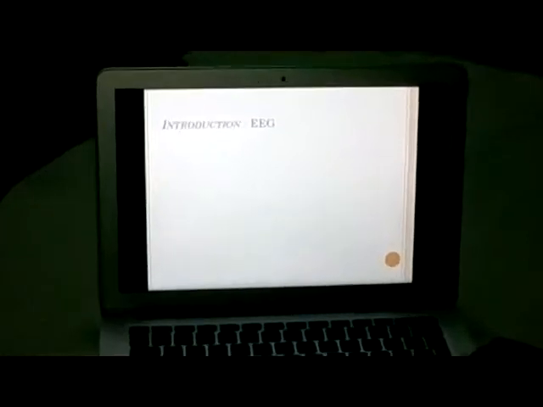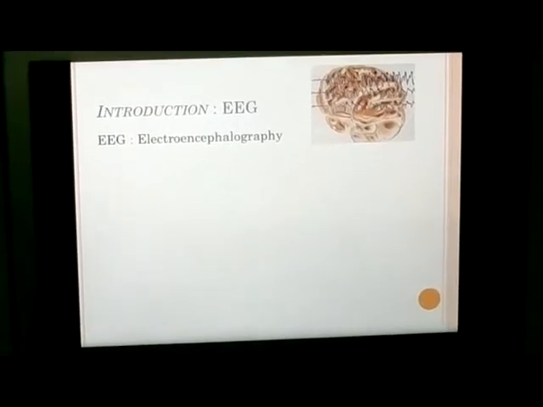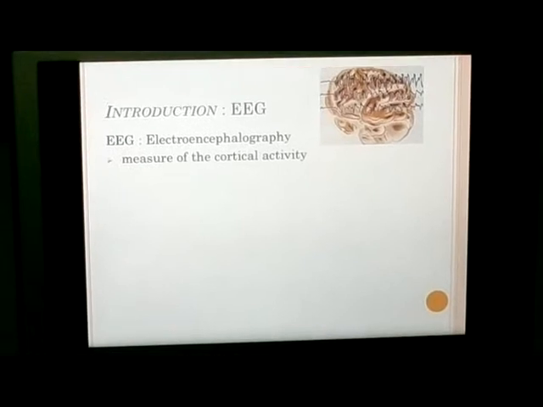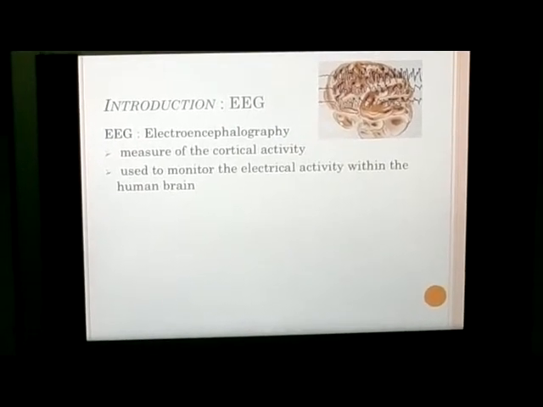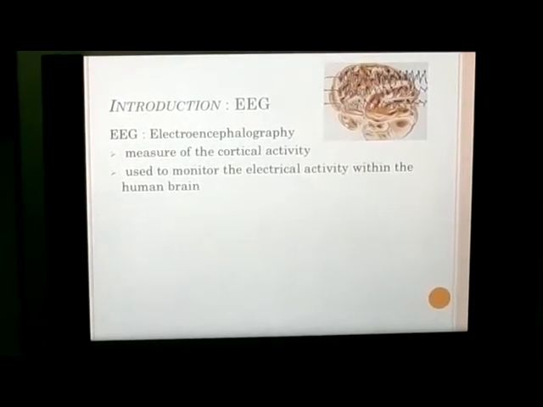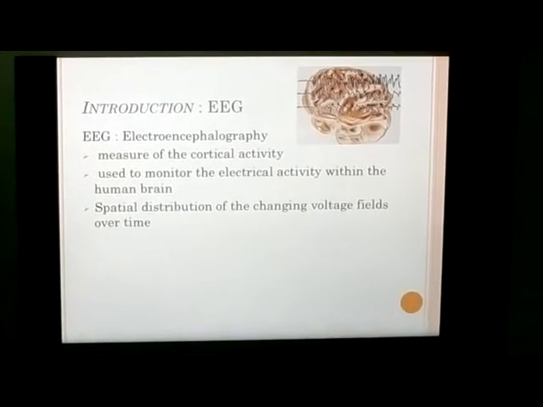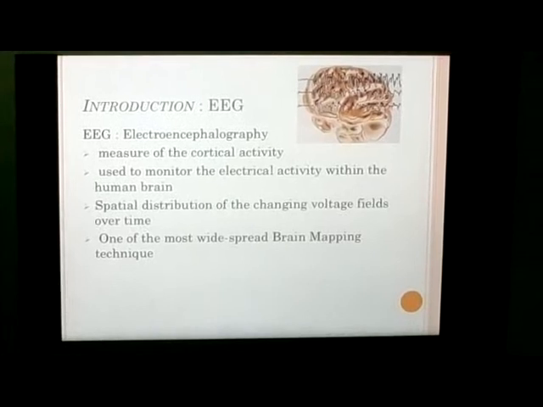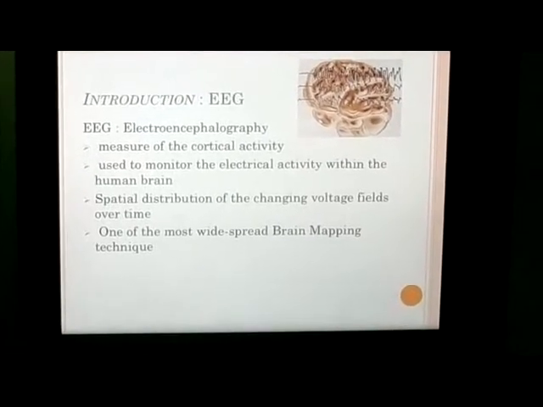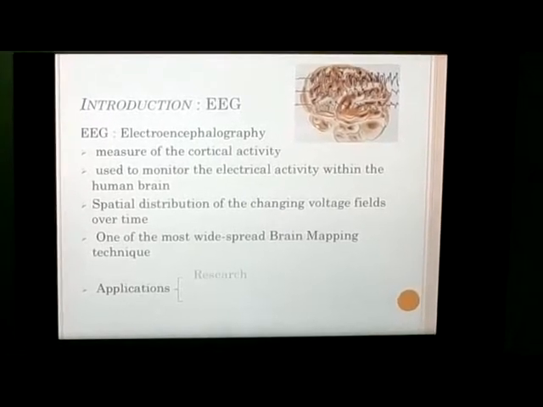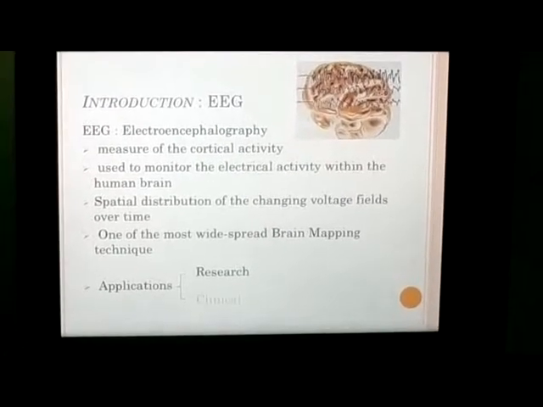As you can see in the first slide, I'm showing you an introduction to EEG. What is EEG? EEG is the short form of electroencephalography. It measures cortical activity. It is also used to monitor the electrical activity within the human brain, the spatial distribution of changing voltage fields over time. It is one of the most widespread brain mapping techniques. Its applications are in research and clinical use.